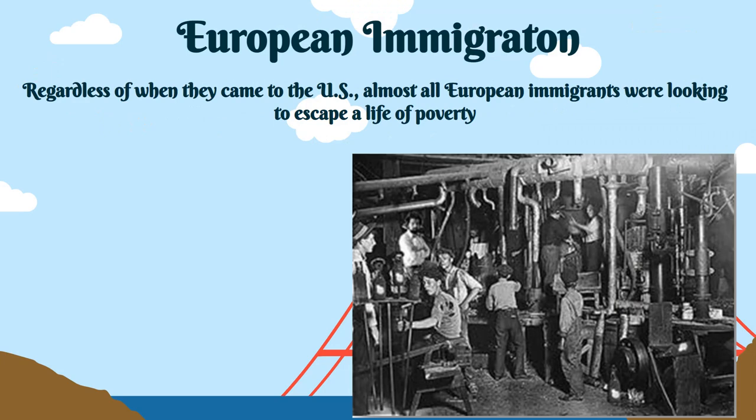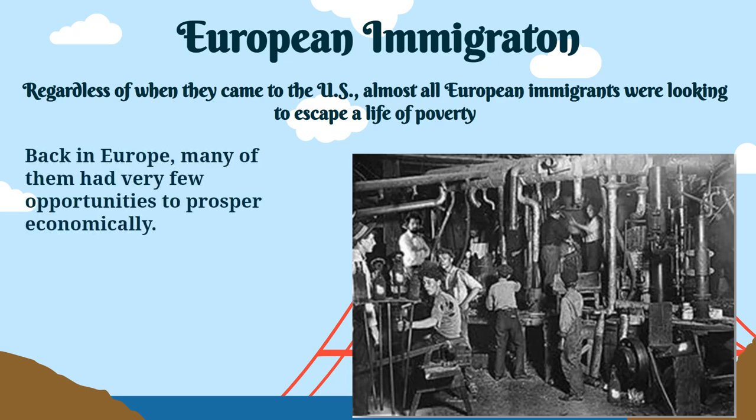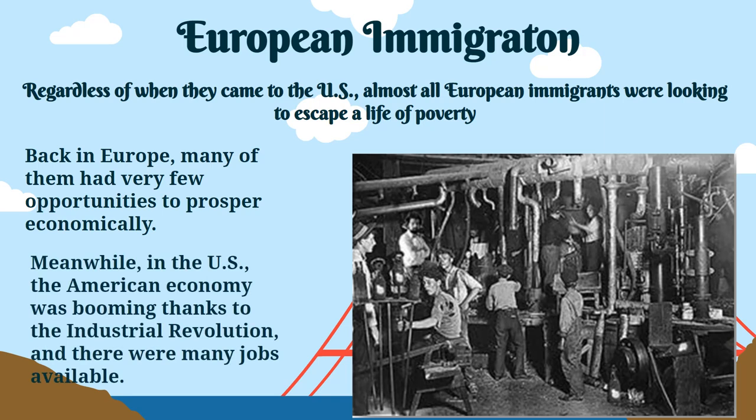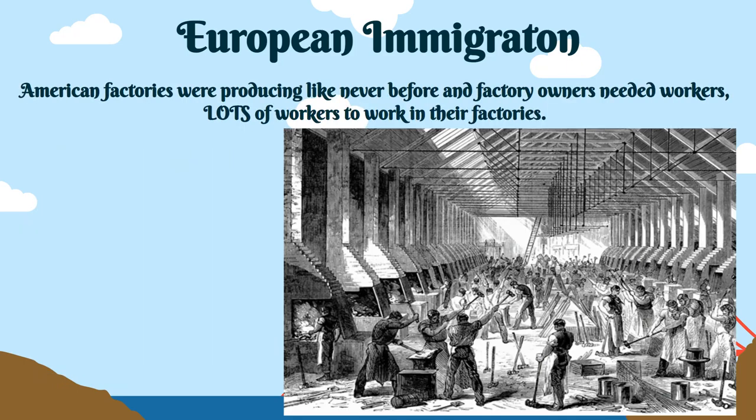Regardless of when they came to the United States, almost all European immigrants were looking to escape a life of poverty. Back in Europe, many of them had very few opportunities to prosper economically, basically to make money. Meanwhile, in the United States, the American economy was booming thanks to the Industrial Revolution, and there were many jobs available. American factories were producing like never before, and the factory owners needed workers, lots of workers, to work in their factories. European immigrants helped fill that need.